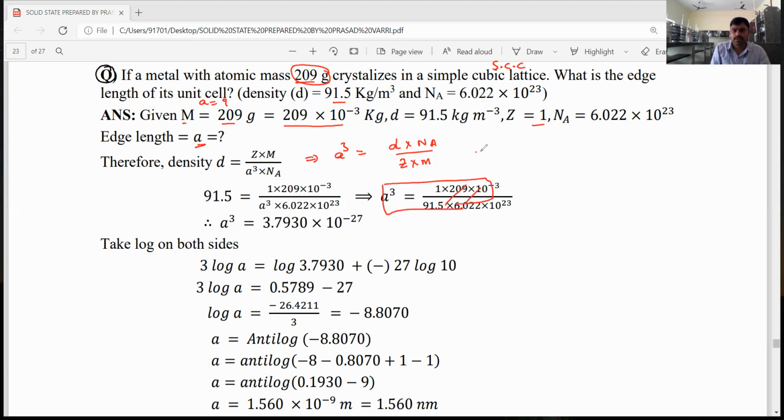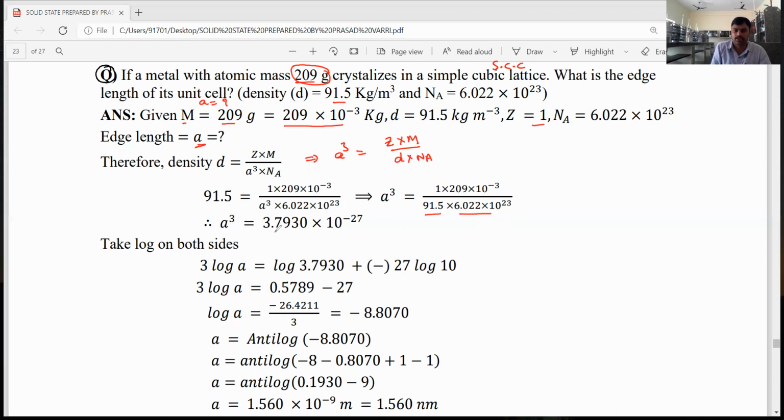Okay, from this, a cube is equal to Z into M by d into Na, density into Avogadro number. Z value is 1, M value is 209 into 10 to the power of minus 3, density is 91.5, and Na, the Avogadro number, is 6.02 into 10 to the power of 23.